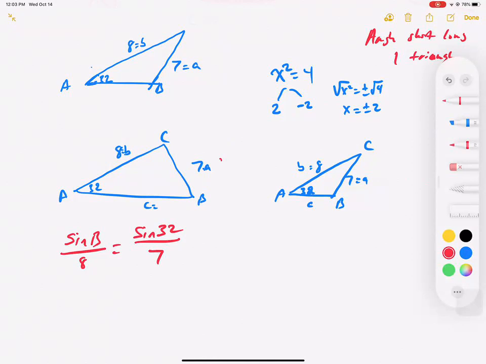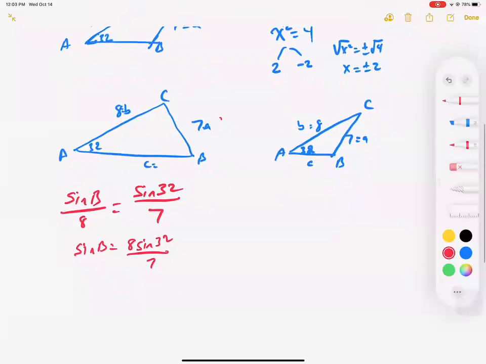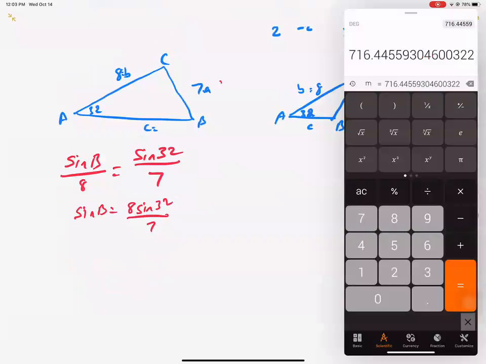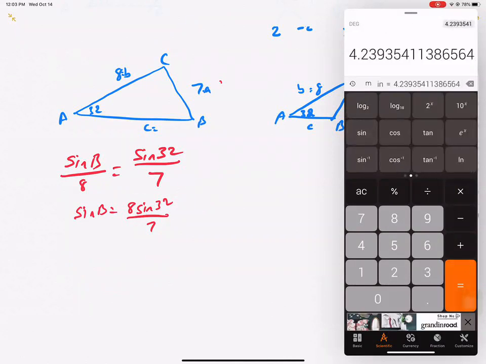Okay. So this is all calculator work. Sine of B is equal to 8 sine of 32 over 7. I'm going to take out my calculator. And we're going to write 8 times sine 32, divided by 7, equals 0.60. That is not an angle, please. That's a sine of B. We undo it by inverse. And B is equal to 37.27. Let's use 2 decimal. 37.27 degrees.